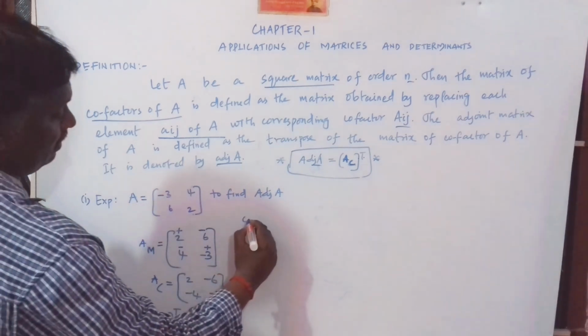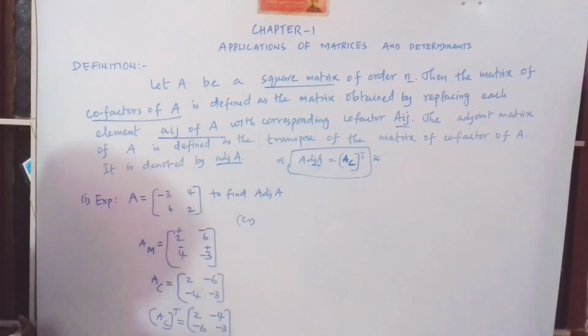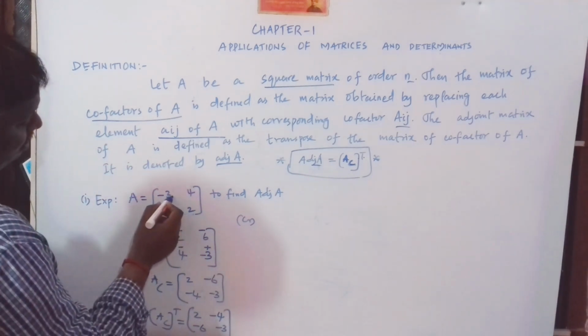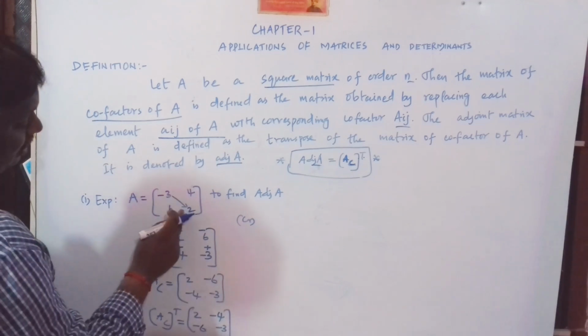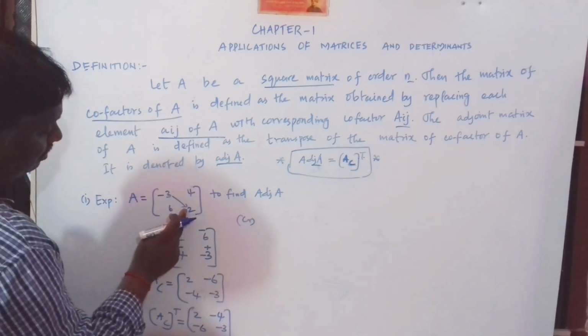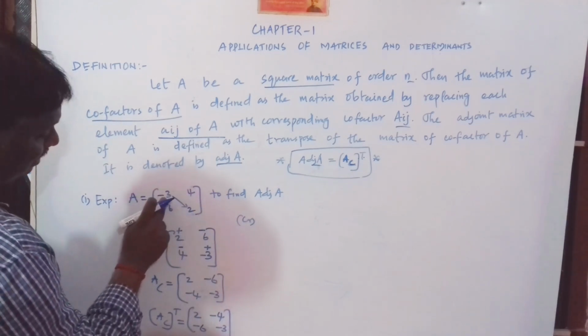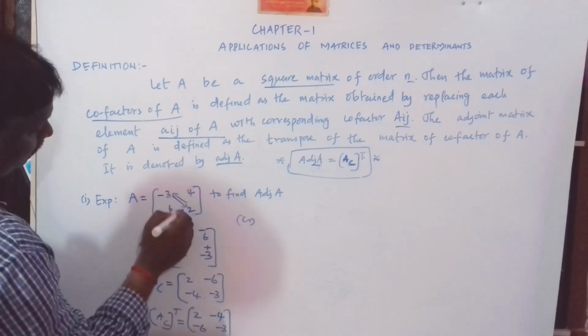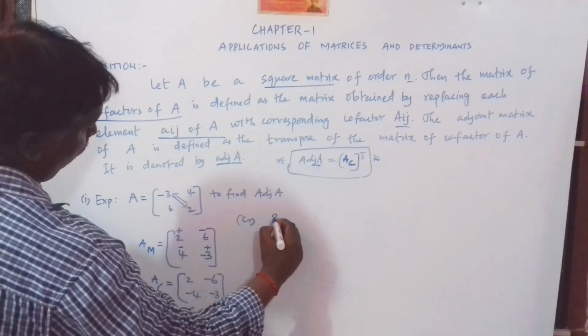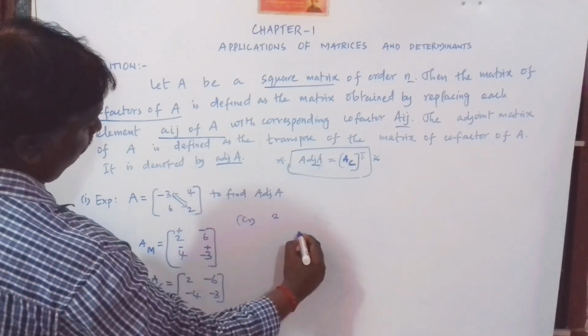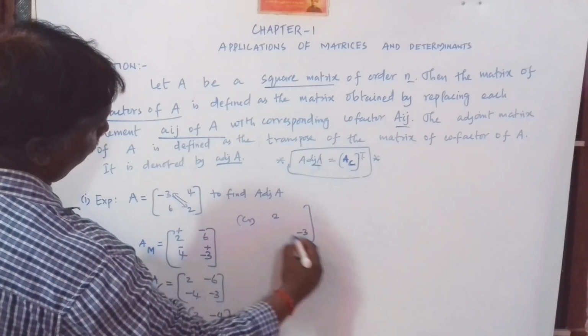Another method, the shortcut method. So how to find the adjoint of A? Very simple. Change the leading diagonal values first. How to change? Exchange the values, replace the main diagonal values: minus 3 instead of 2, 2 instead of minus 3.